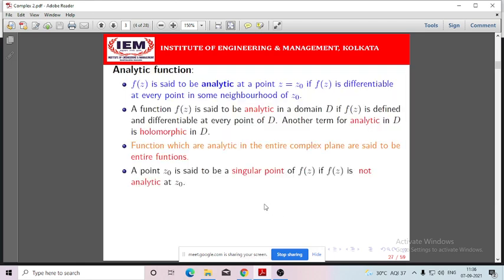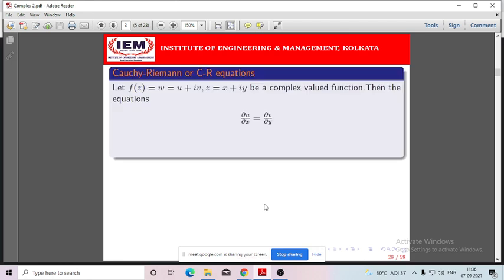Then how to check whether a function is analytic or not? For that, we need to know one important equation that is called the Cauchy-Riemann equation or CR equation. So what is the CR equation? While we are talking about the function of a complex variable, you know that there are four variables: two independent, two dependent. The dependent variables are u and v, where u is the real part of the dependent variable w and v is the imaginary part of w.